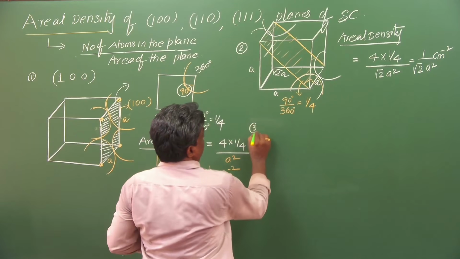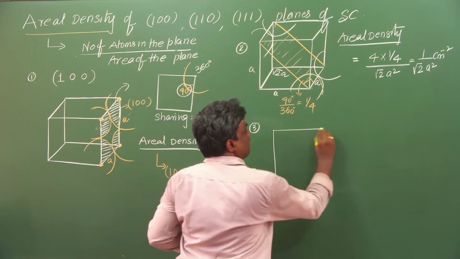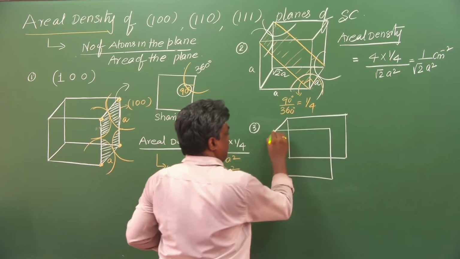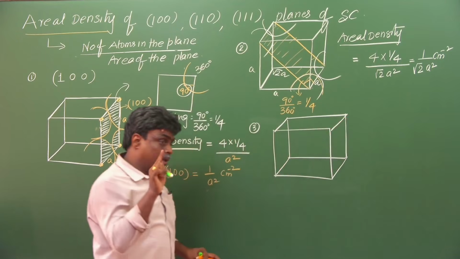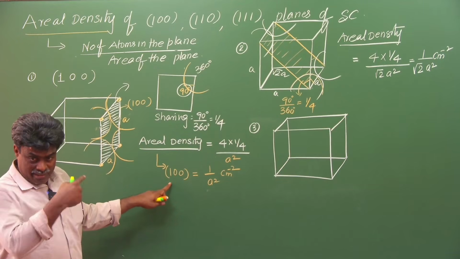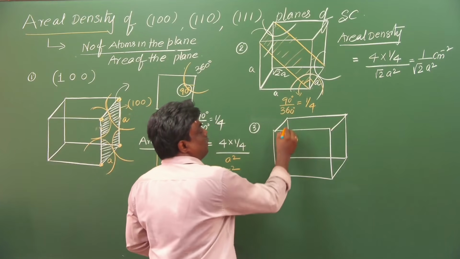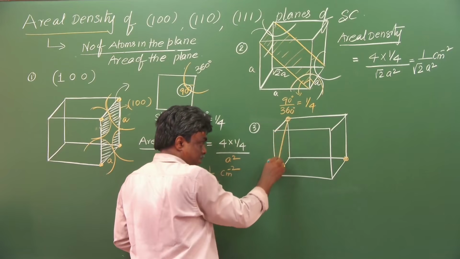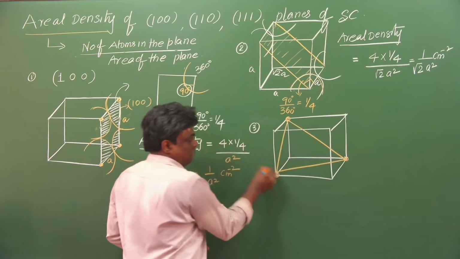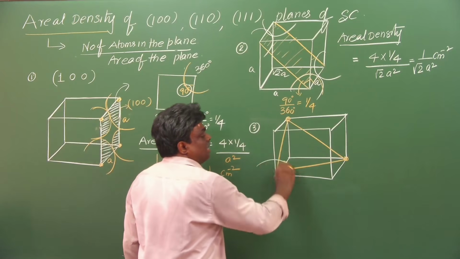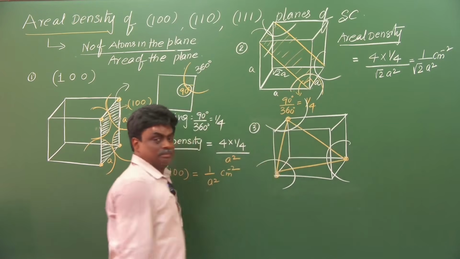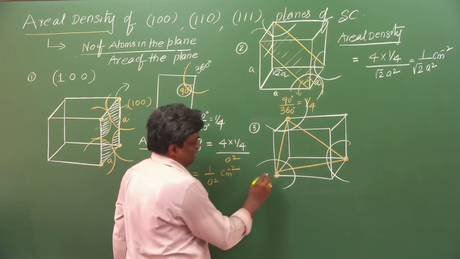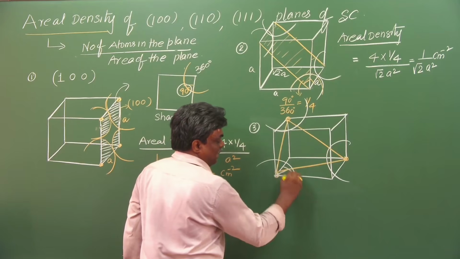Next, third one. Oh, the straight plane's areal density is more than the inclined plane. Let us see. Now 111. 111 means you have to take the x, y, z axes, 1, 1, 1 unit. That's why this will be like this. Okay. Now at this corner we have one atom and one atom. In that 111 plane, how many atoms are there? First let us get the sharing.